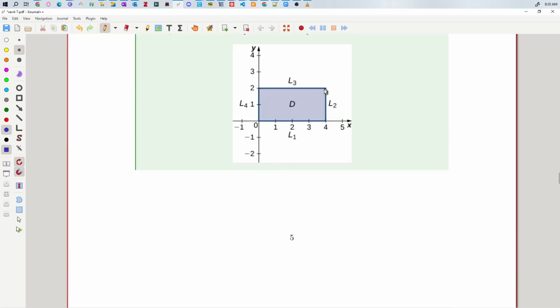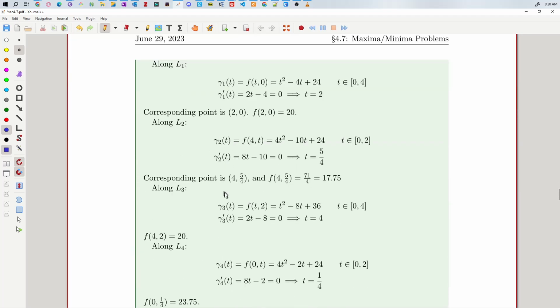Along the third line, x varies from 0 to 4, and y is constantly 2. So we have this substitution. We substitute into the function f. We get this function of one variable, take its derivative, set equal to 0, solve, get t equals 4, plug it back. So you get the point (4, 2), you plug it in, you get 20.